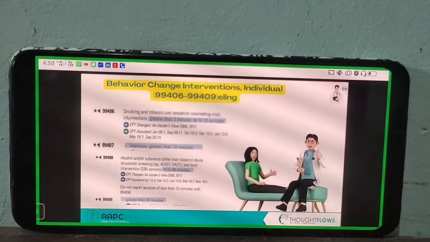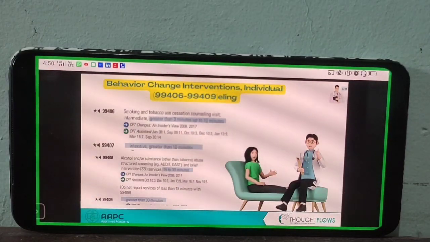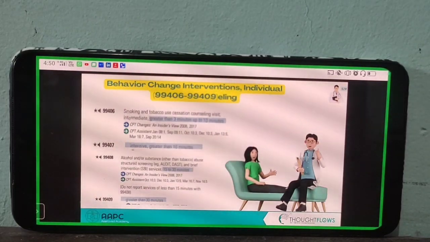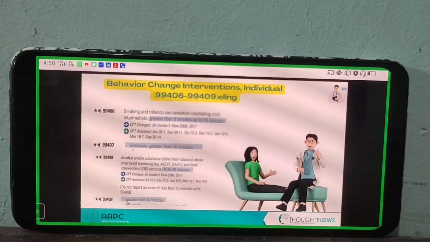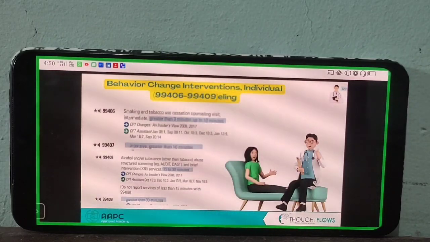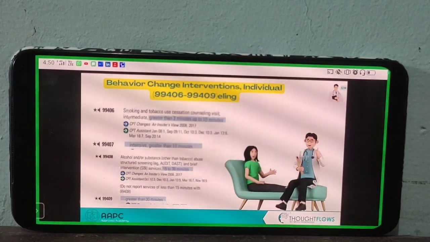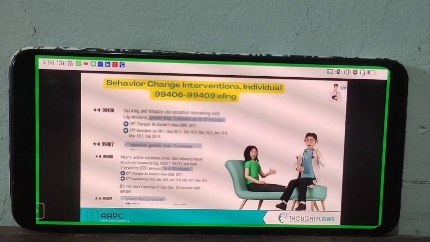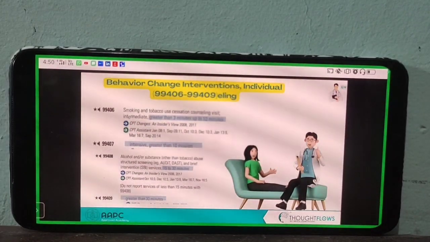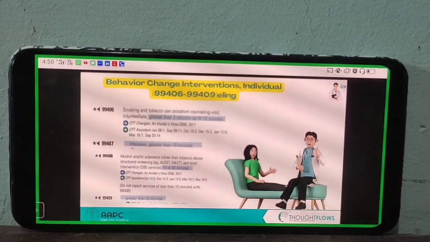For smoking, here the doctor gives counseling. This is also individual counseling. But what is the reason for the counseling? For behavioral changes, for example, for smoking and tobacco, for alcohol. So this is the counseling regarding smoking and alcohol. Then the previous counseling was regarding preventive medicine. So you have to check the reason for that counseling. Here, smoking and tobacco.